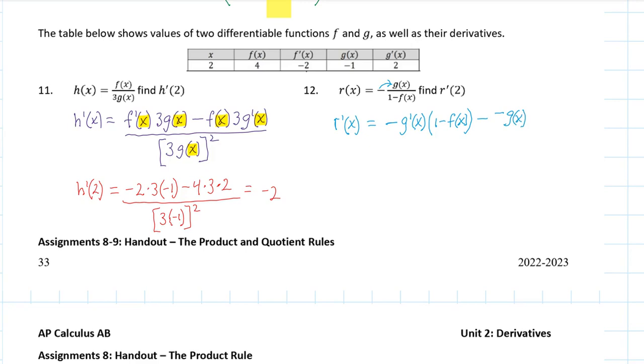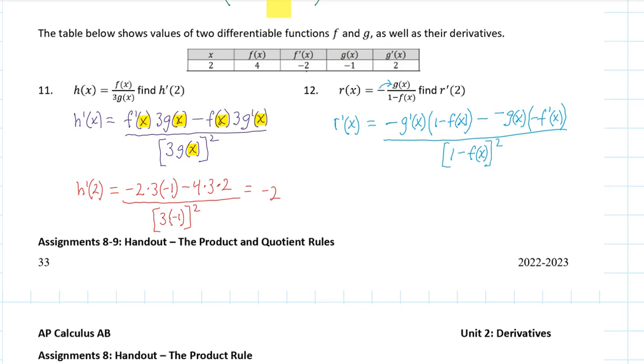Now again, look at the bottom. The derivative of 1 is 0. I have negative f prime of x. Got to be careful with all those negatives. And the bottom part's the easy part, 1 minus f of x, and we're going to square that whole part.